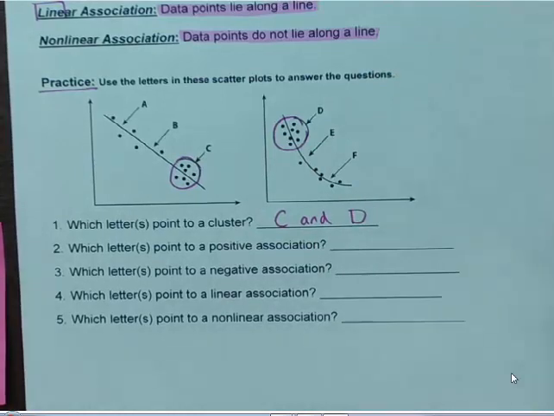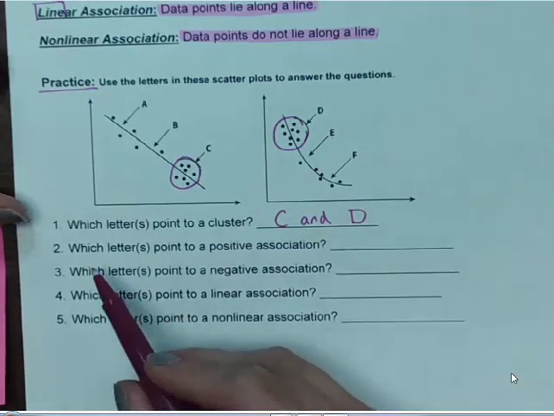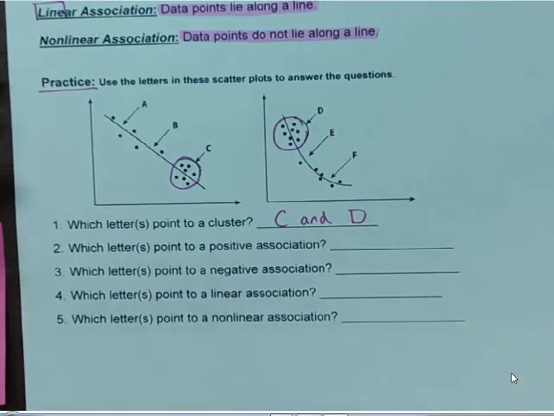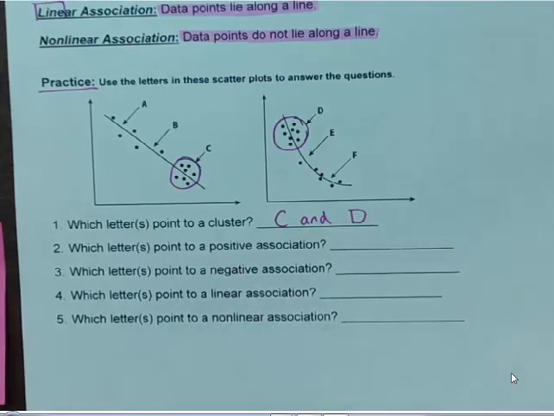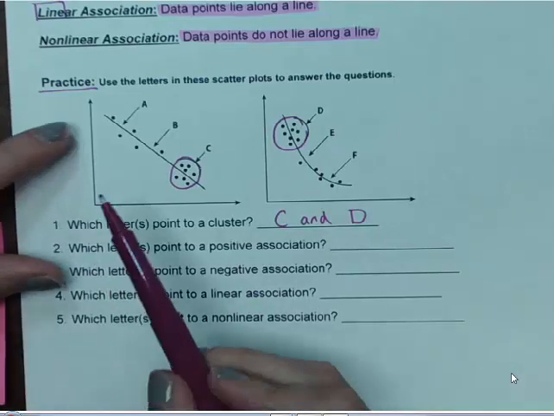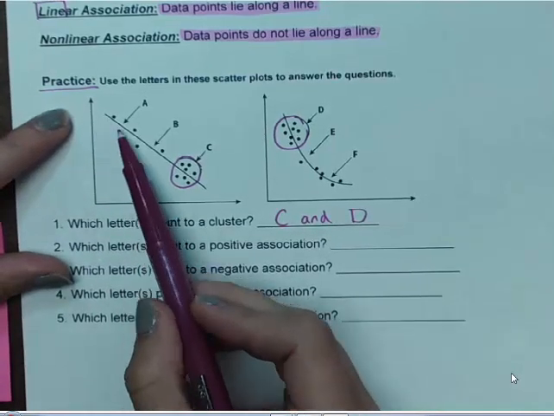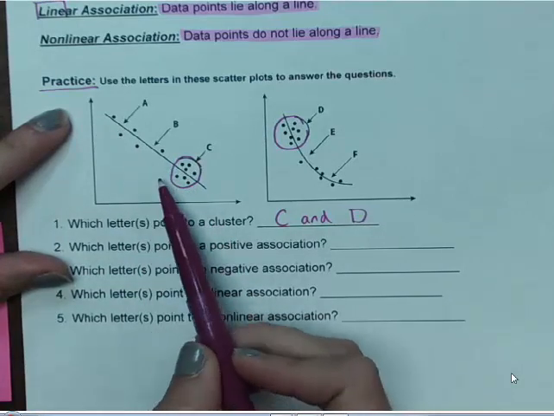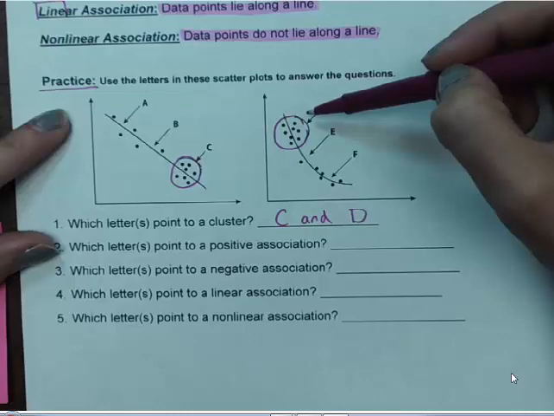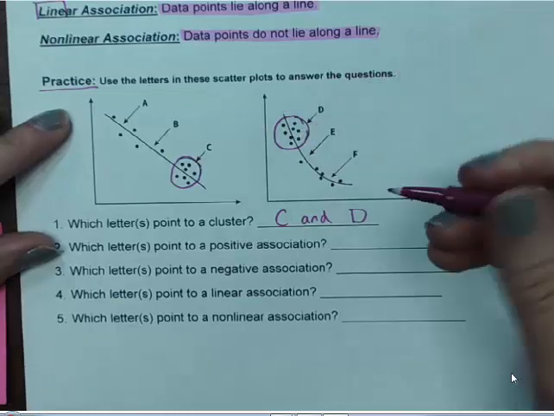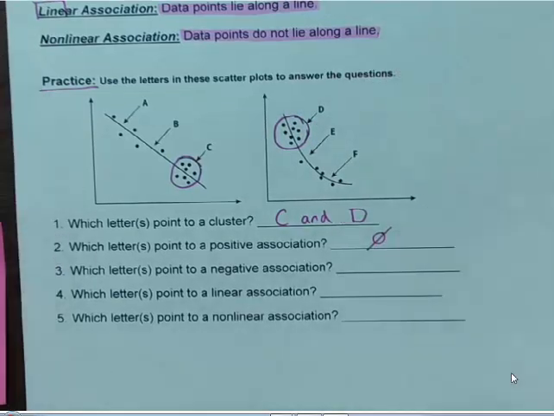Okay, number 2, which letters point to a positive association? Positive association means from left to right, it's going up. Okay, my X values increase and my Y values increase. So looking at this first graph, from left to right it's going down. So this graph is definitely not a positive association. What about this one? Again, from left to right it's going down. So I don't have any letters that represent a positive association.